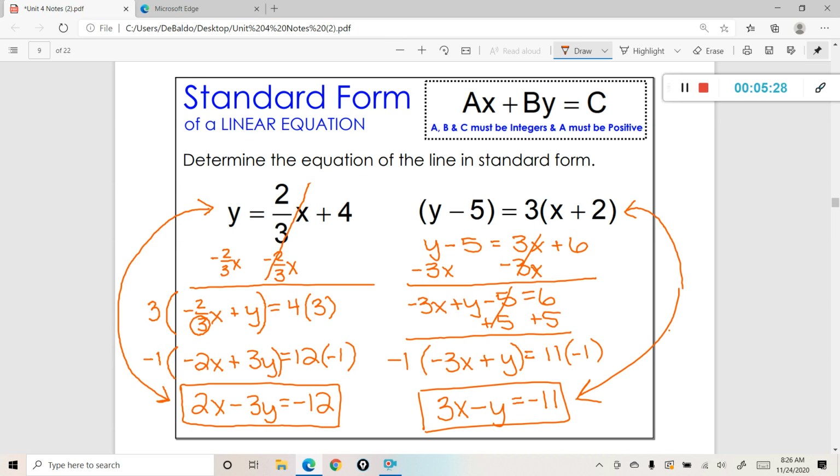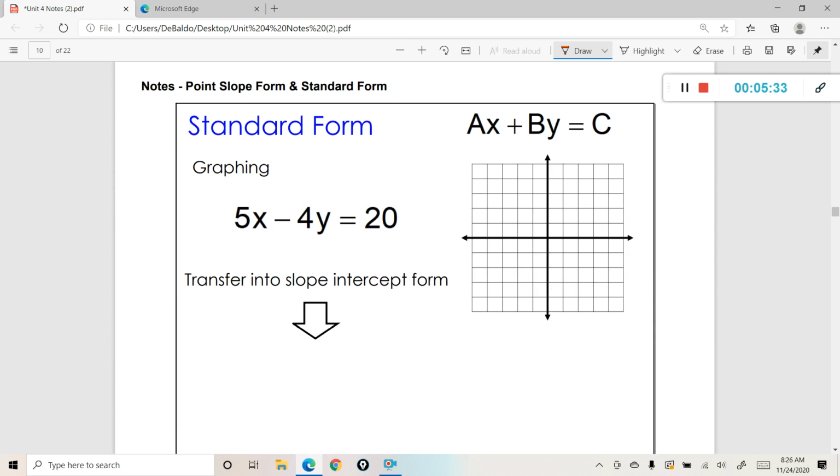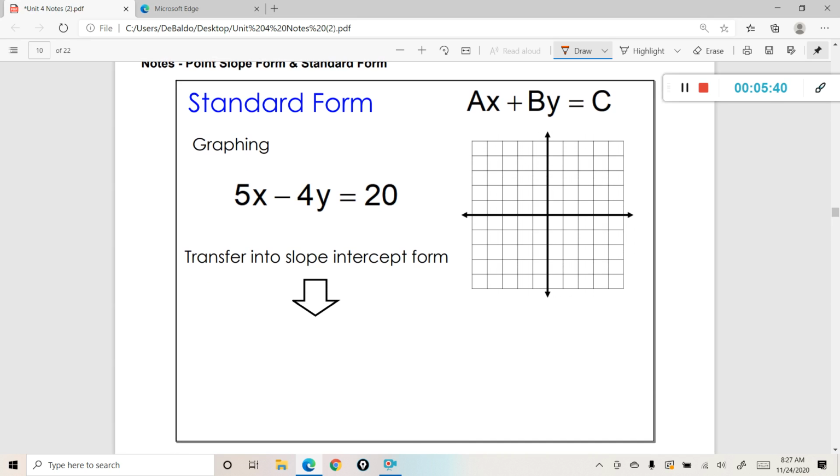Okay, now that we've done some transferring, let's talk about how to graph an equation in standard form. So let's look at this equation, 5x minus 4y equals 20. Obviously, we're in standard form. And the most common way to graph this is to transfer it into slope-intercept form. So let's try this. I'm going to rewrite it down here, and I'm just going to use my literal equation skills to make it look in the form y equals mx plus b.